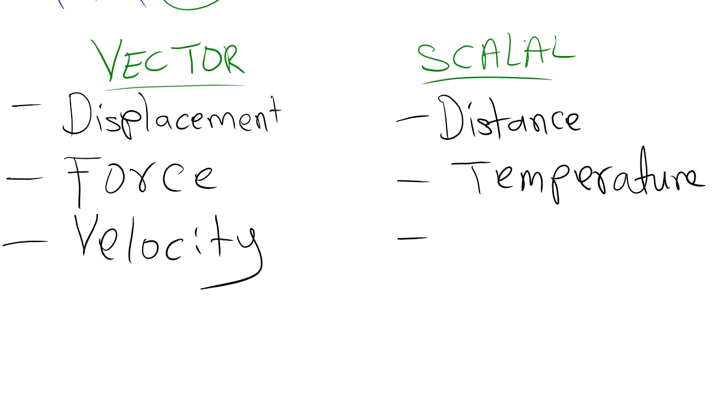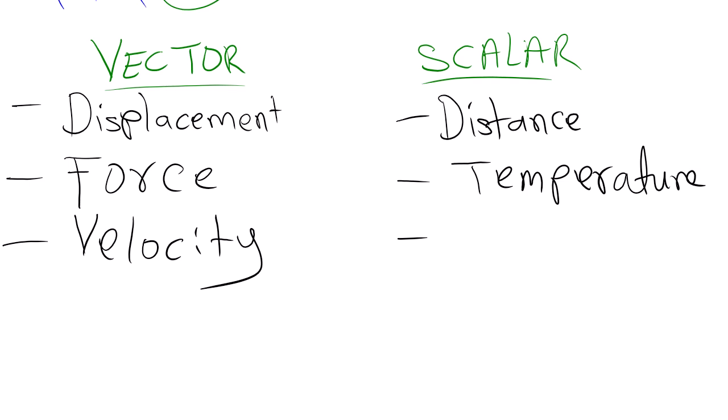So now you can say, oh, in physics, quantities can be classified into fundamental or derived, or they can also be classified into vectors and scalars. Scalar quantities are those that do not require direction, while vectors always require direction, for example displacement, force, and velocity.